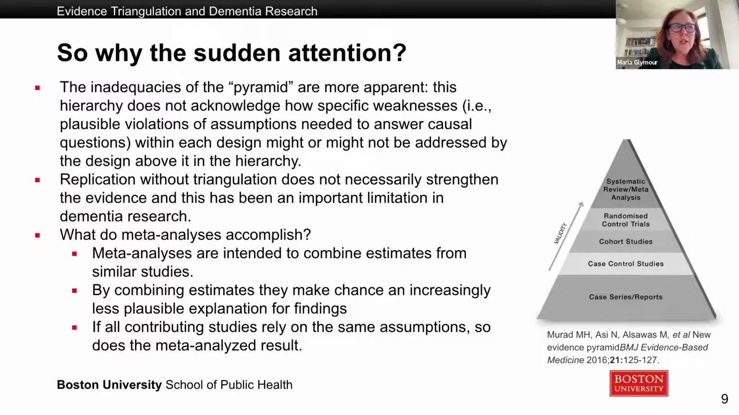I don't think we can really talk about evidence triangulation without discussing meta-analysis, because if you think about evidence triangulation as basically a way to synthesize evidence, meta-analyses are probably the predominant tool that epidemiology and health research has for evidence integration. But meta-analyses are intended to combine estimates from similar studies. And by combining estimates, we make chance an increasingly less plausible explanation for our finding, but it doesn't necessarily help us address the assumptions of the underlying studies.